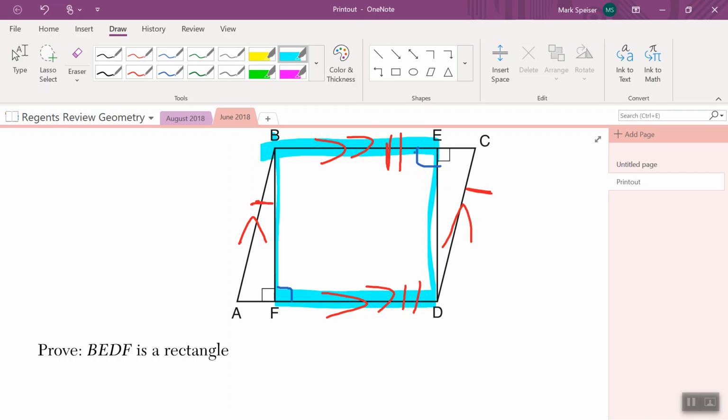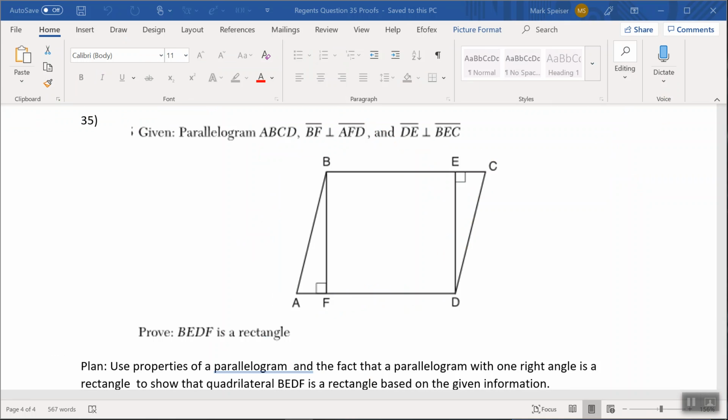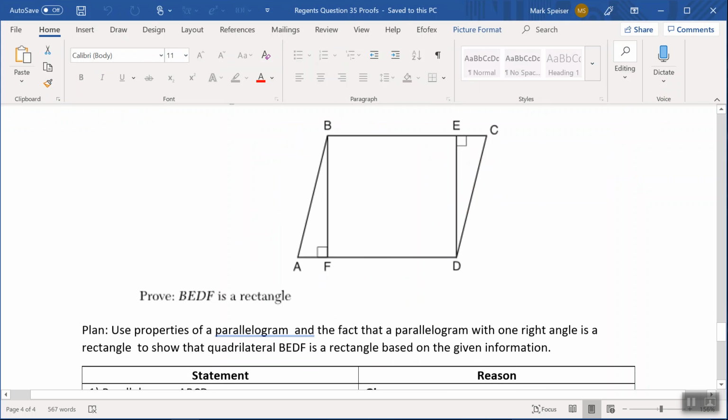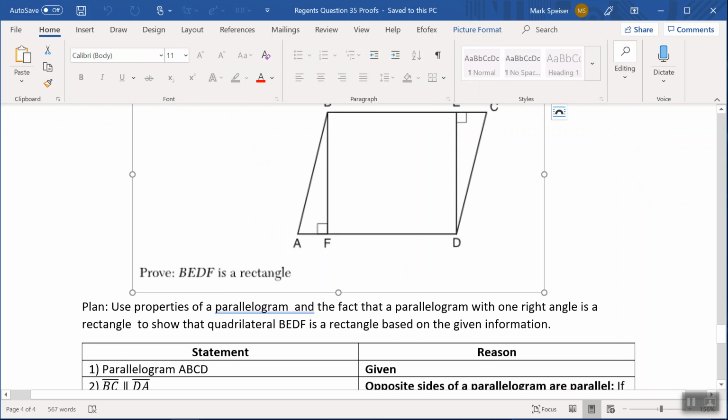It may have more steps than is required for the Regents, but for me this is the proof I did and the proof I prefer. So let's look at my already typed up proof and let's begin. So here it is. My plan is to use the properties of parallelogram and the fact that a parallelogram with one right angle is a rectangle to show the quadrilateral BEDF is a rectangle based on the given information. So that's my plan.